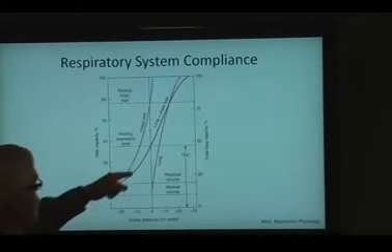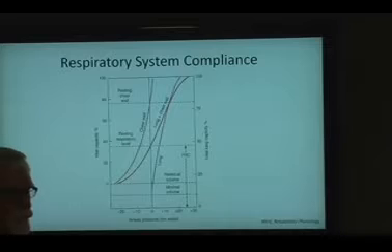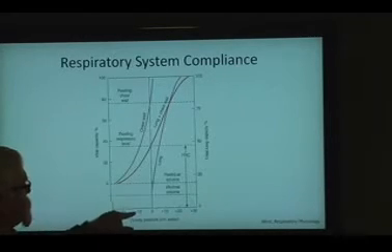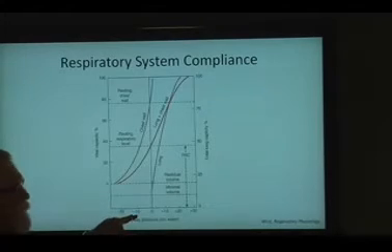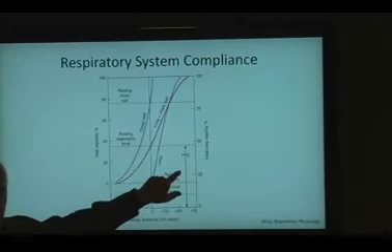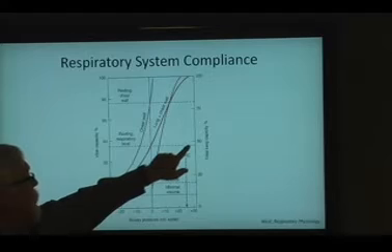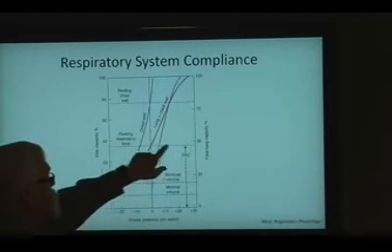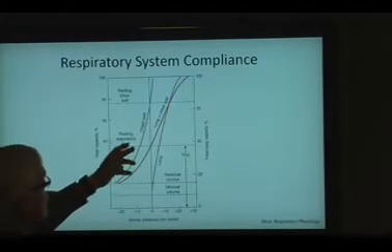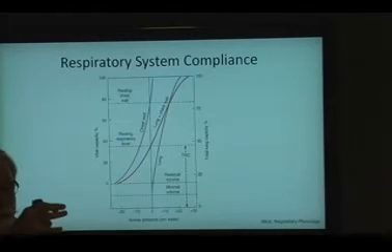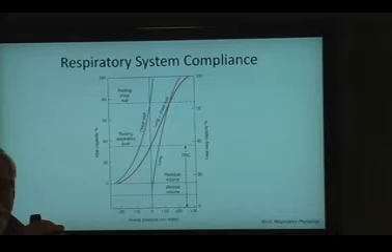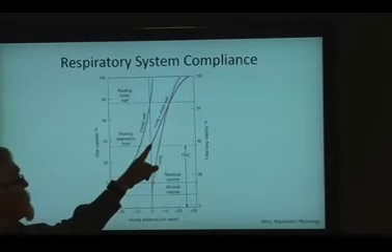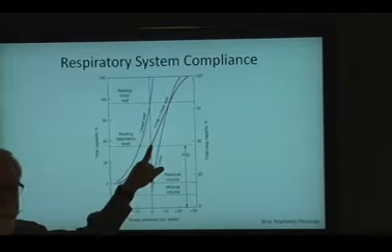Now if we put them both together, put the lungs back into the chest wall, you can see that at some lung volumes the pressure is negative, and at some lung volumes the pressure is positive. And at functional residual capacity, which is this line, the outward effects of the chest wall completely counteract the inward effects of the lungs, so that the airway pressure is zero.